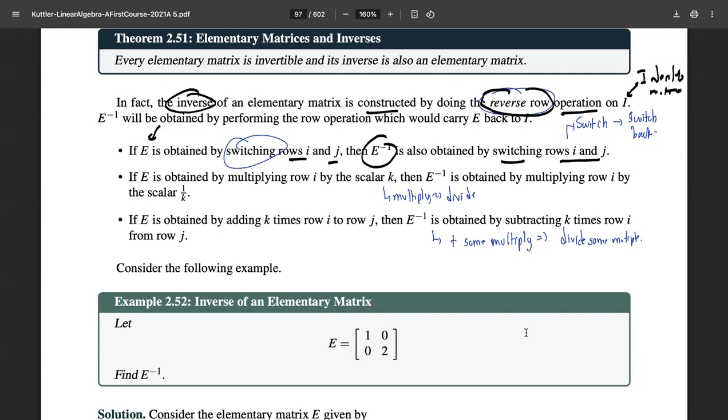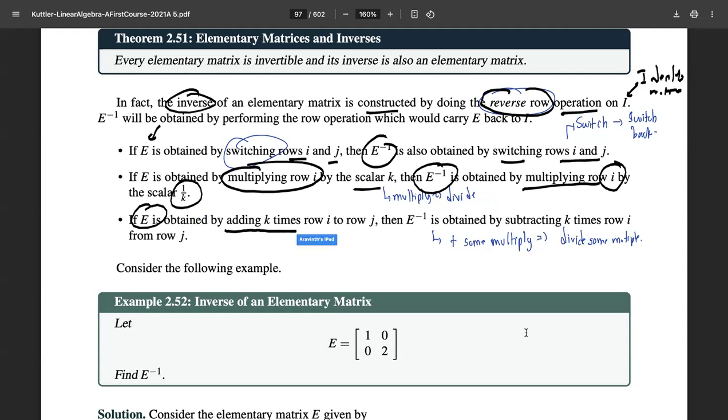If elementary matrix E is obtained by multiplying row I by scalar K, E inverse is obtained by multiplying the same row by the fraction 1 over K. And if the elementary matrix E is obtained by adding K times row I to row J, the inverse is obtained by subtracting K times row I from row J.